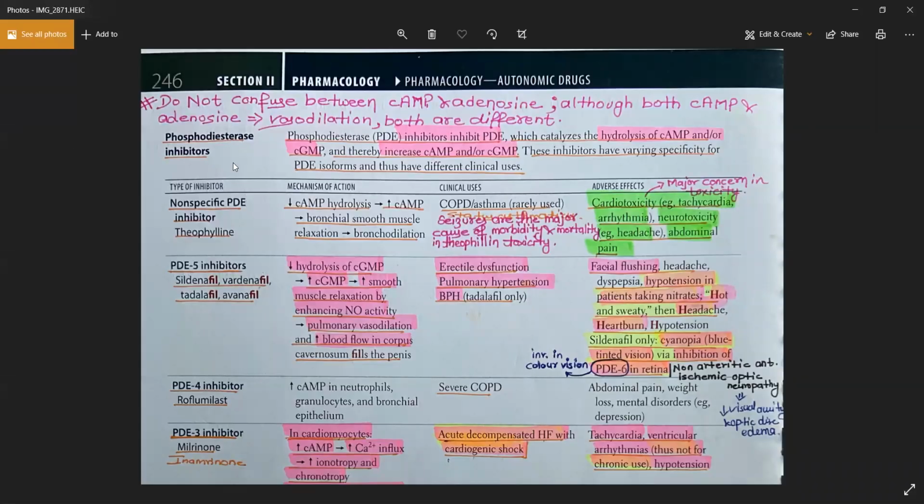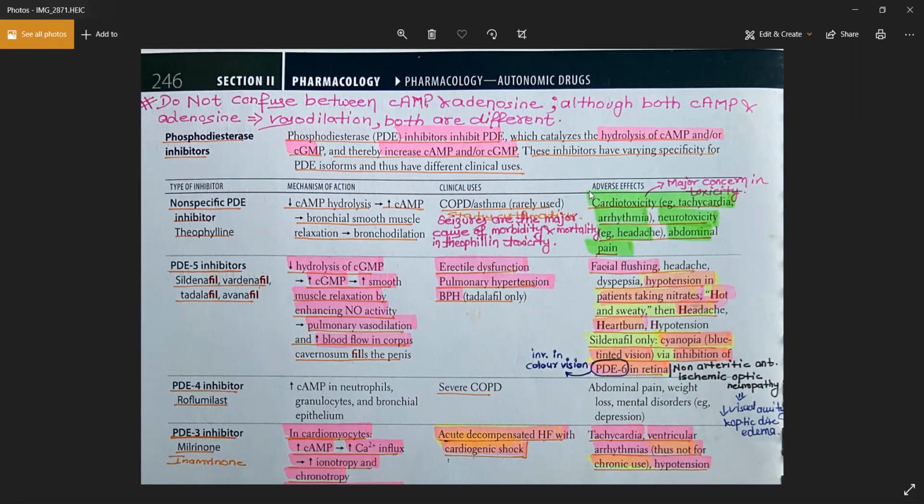So the one drug is the non-specific type of phosphodiesterase inhibitor, which is theophylline. Theophylline will increase the cyclic AMP concentration in the bronchial smooth muscles mainly. So what you will get is the bronchodilation. So you use this drug for the treatment of asthma. And the side effects occur because it is increasing the concentration of cyclic AMP. In case of the heart, if the cyclic AMP is increased, it can lead to an increase in heart rate and an increase in contractility. So what you will get is tachycardia as well as arrhythmia.